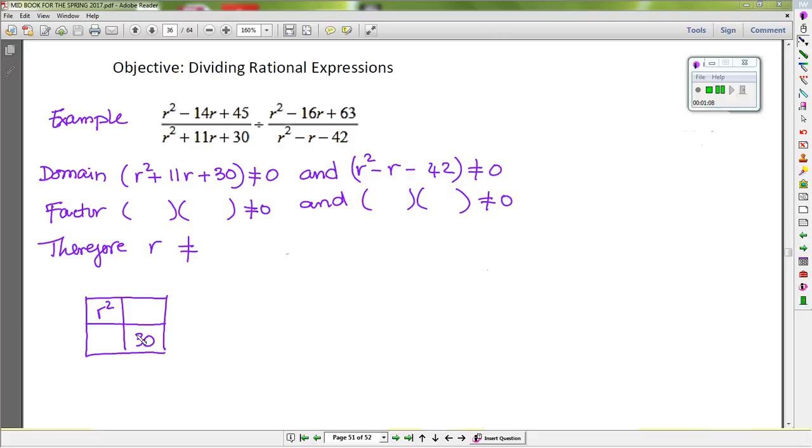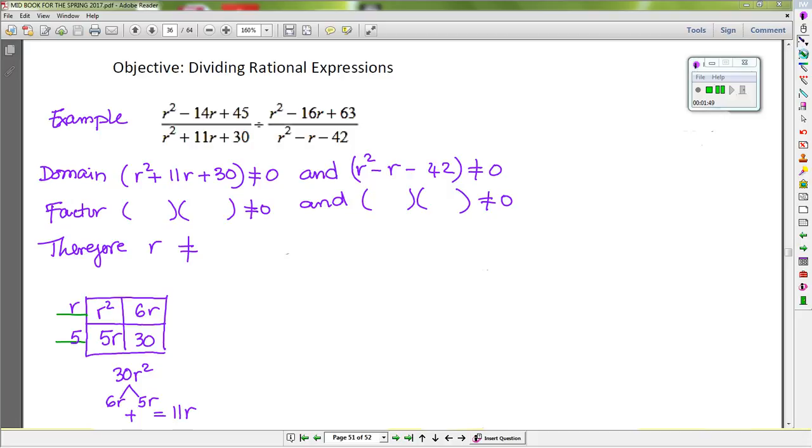I'm going to multiply these two, so that gives me 30r squared. I'm going to try to find the factors, and the sum of the two factors must be equal to 11r. We know that 6 times 5 is 30, so this will be 6r and this will be 5r. So I'm going to put 6r and 5r. Next step, I'm going to find the greatest common factor of each row. The first row will be r, the next row will be 5.